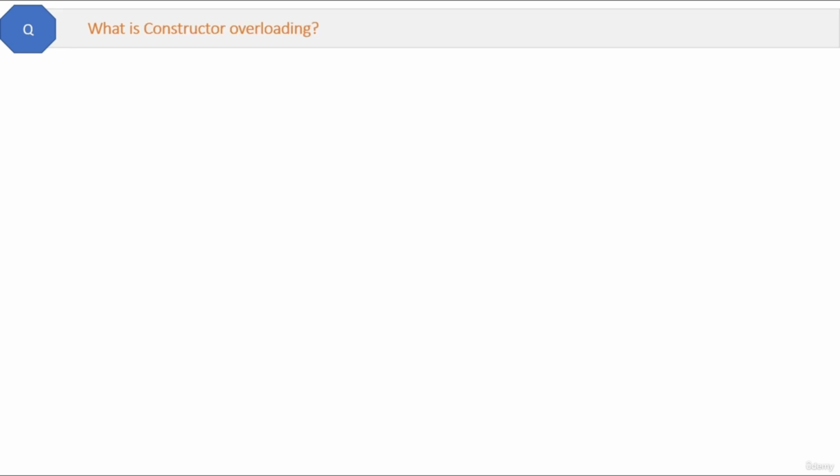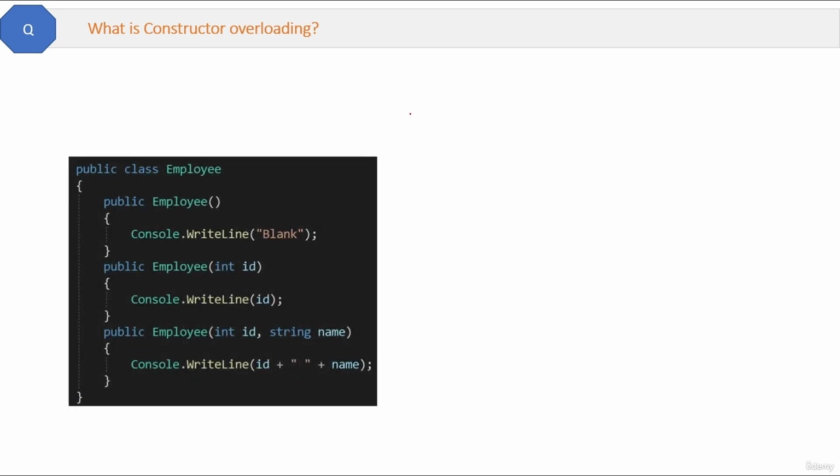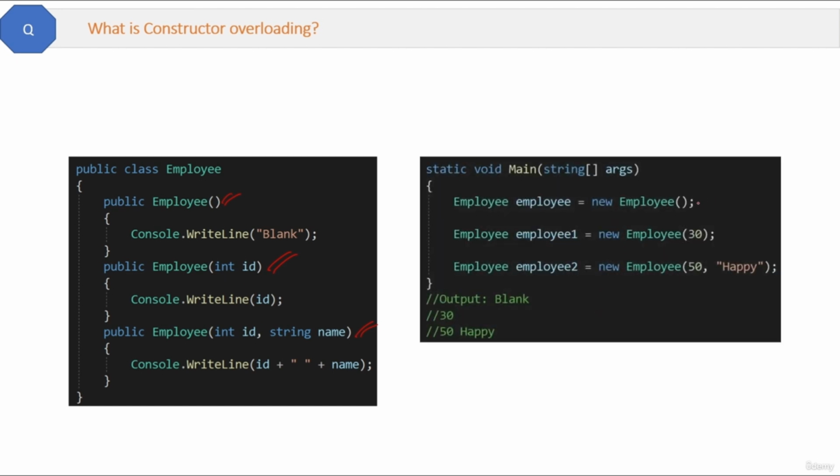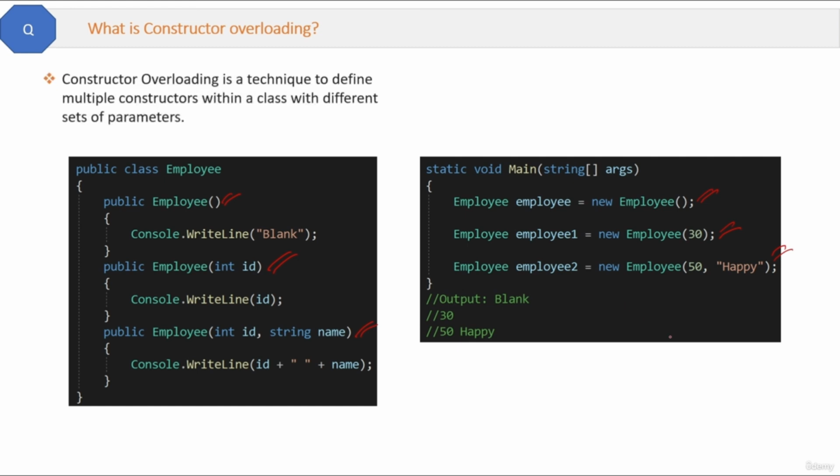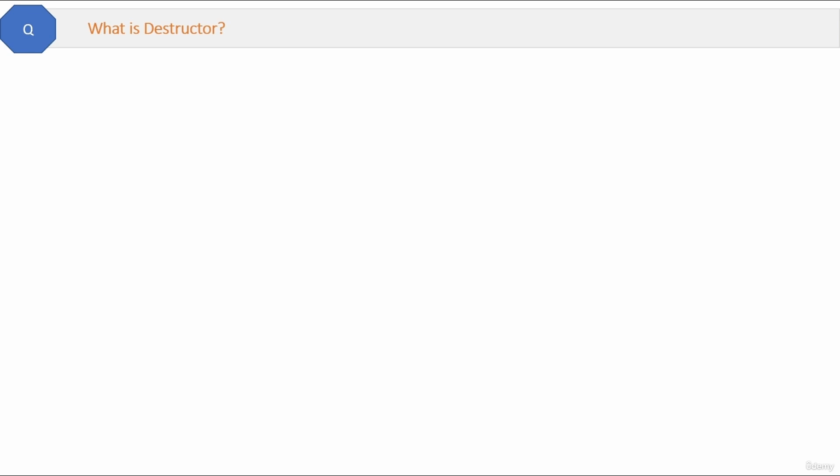What is constructor overloading? If you see the class code here, we have multiple constructors inside this class. This is very much possible, like method overloading where parameters differ. Similarly, in constructor overloading the parameters are different, and you can use these constructors like this. See here, as per your requirement, you can create the object with any number of parameters. So the definition is, constructor overloading is a technique to define multiple constructors within a class with different sets of parameters. That's it.